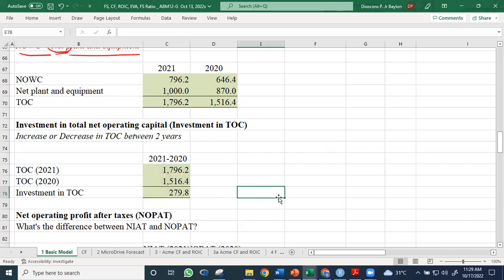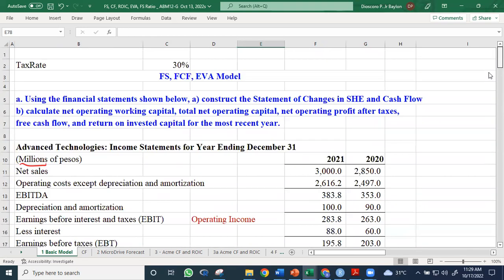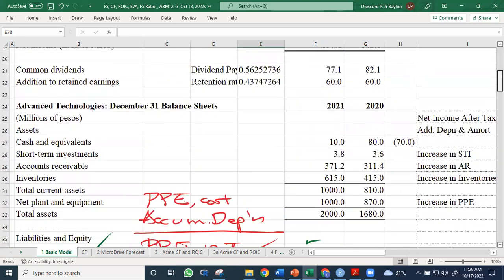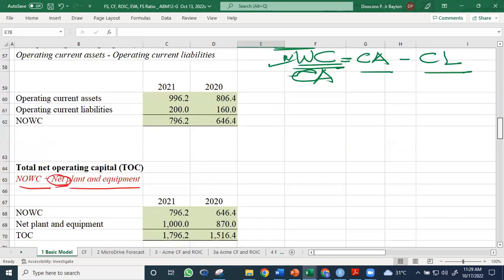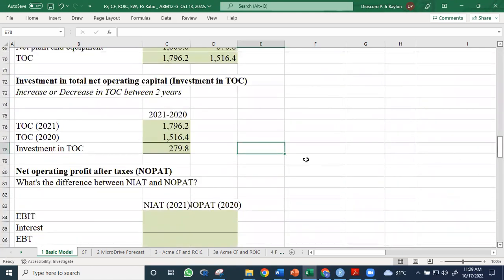All right, so a total of 279,000. I think this is actually in millions, but I just made it in thousands. Did I give you millions? Actually, it was millions, but I changed it into thousands. But it's okay, no problem. So this is 279.8.